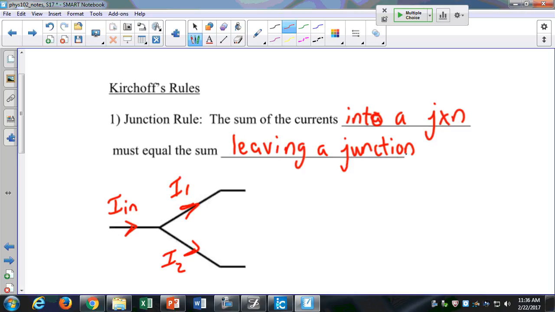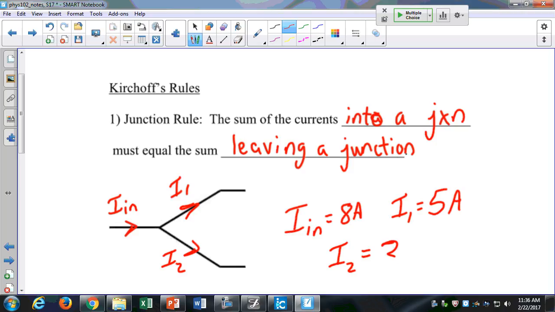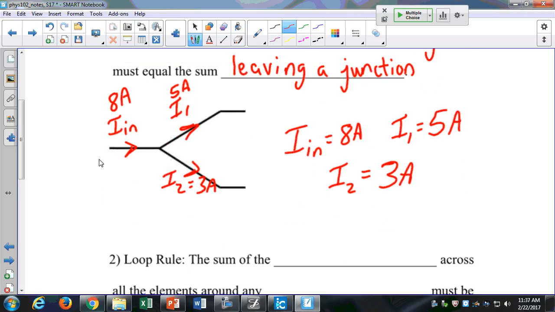So for example, if IN equals 8 amps and I1 equals 5 amps, then that means that I2 is required to be equal to 3 amps. And if I have 8 amps here, I have 5 amps here, then I must have 3 amps here. If I don't, that means that I'm losing some current along the way somewhere. Right? Now, if I have less than 3 amps here, say 2 amps, that means that there's an amp of current that's going out into the wide world where it's not supposed to be.